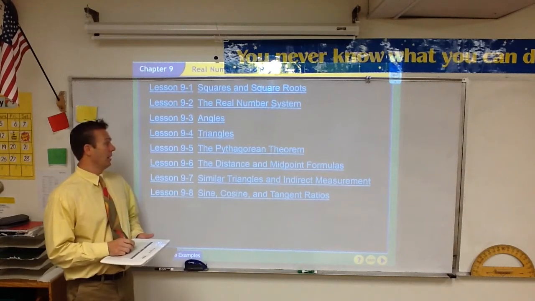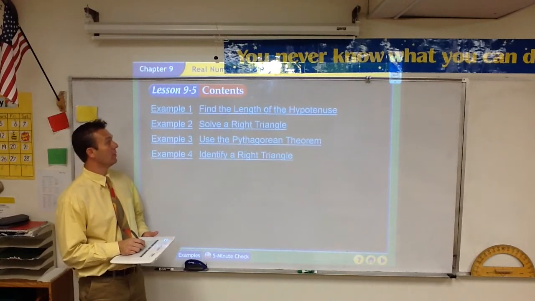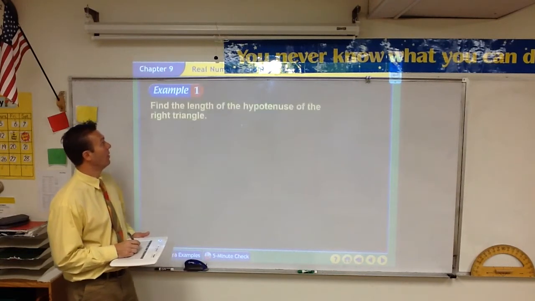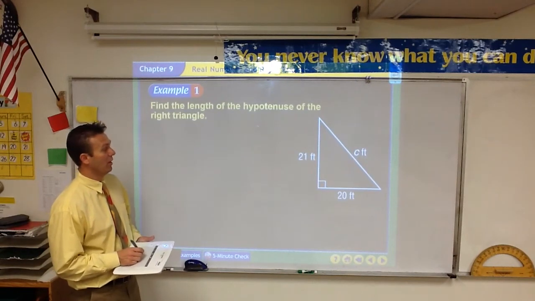Today we're going to be working on the Pythagorean theorem, lesson 9-5. There are 4 examples. Start with example number 1. First of all, we want to find the length of the hypotenuse of the right triangle.